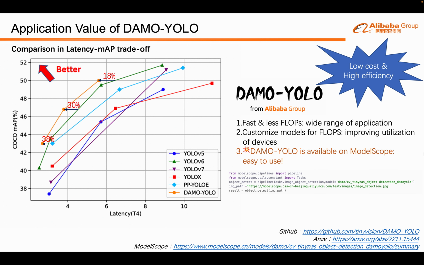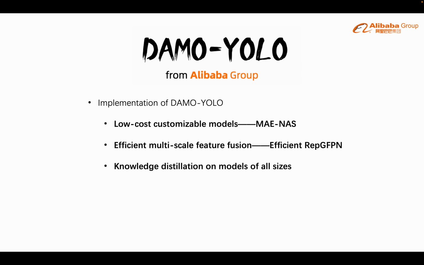You can use DAMO-YOLO in your detection tasks in 4 or 5 lines of code, so it's very easy to use. In addition to ModelScope, the code and the technical report are released to GitHub and arXiv respectively. Through the comparison and analysis before, we believe that you have realized the technology value and application value of DAMO-YOLO. Next, we will introduce these 3 advantages of DAMO-YOLO in detail from a technical point of view. We will dive into the implementation of DAMO-YOLO to help you better understand and use DAMO-YOLO.